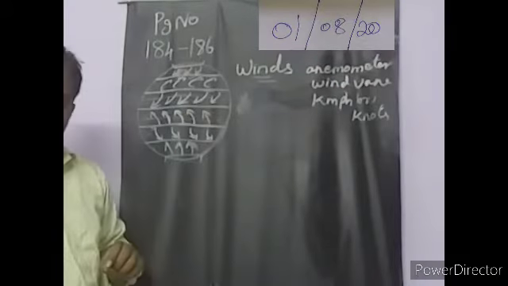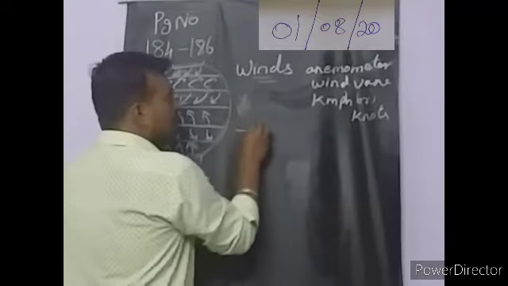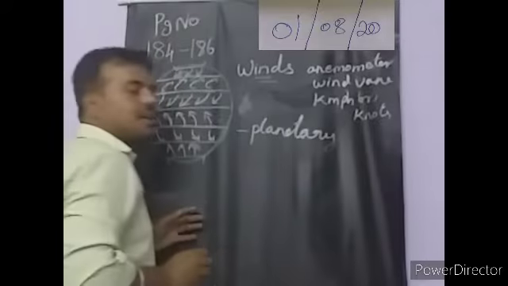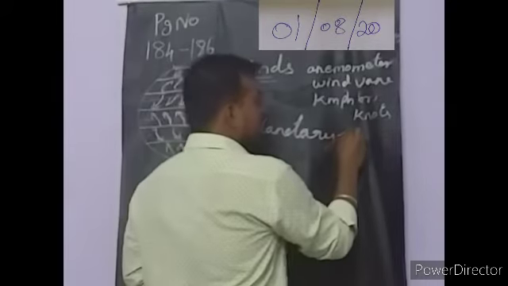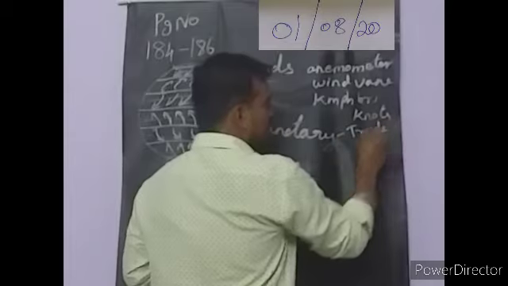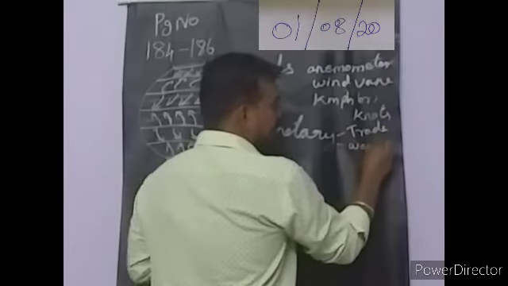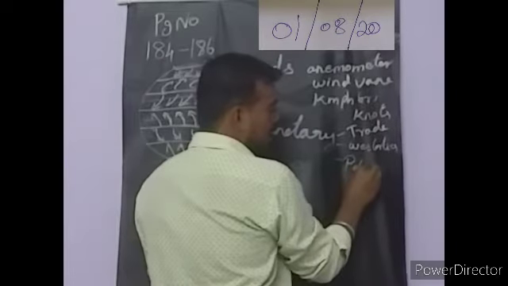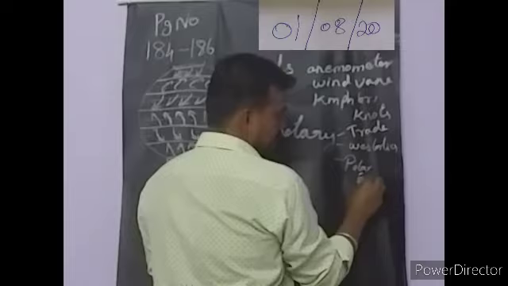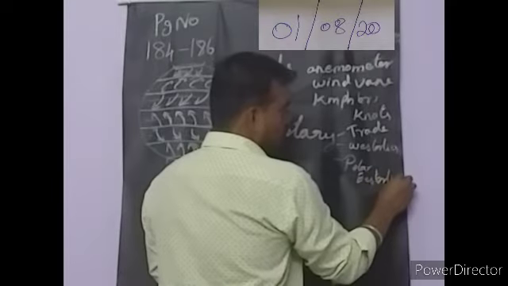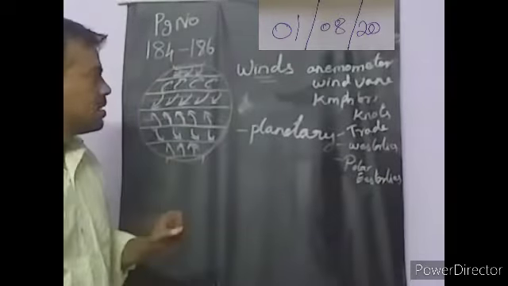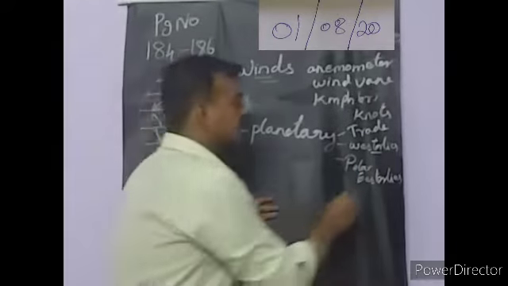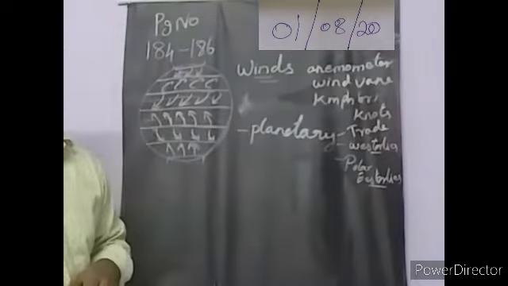Winds have types. The first type of wind is planetary winds. In the planetary winds we have three types: one is trade, another one is westerlies, and finally polar easterlies. Already I told you, westerlies means the wind blows from the western direction, and easterlies means the wind blows from the eastern direction.